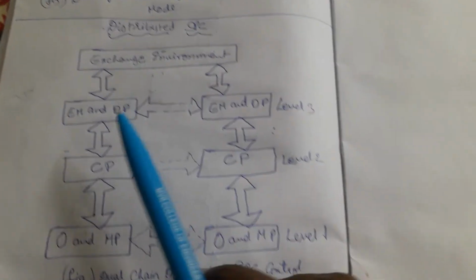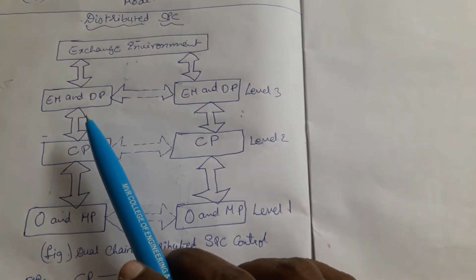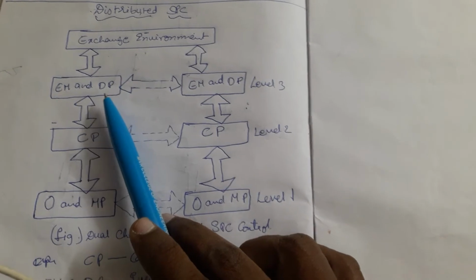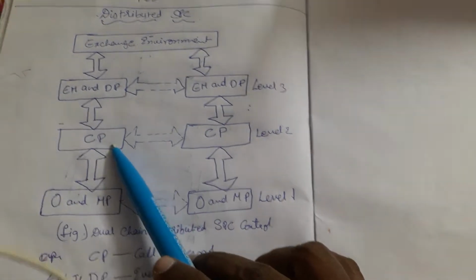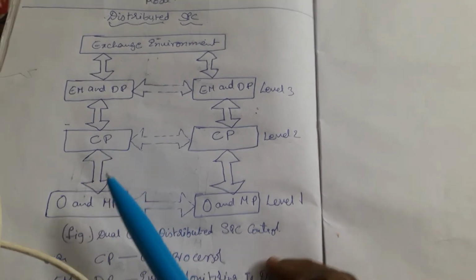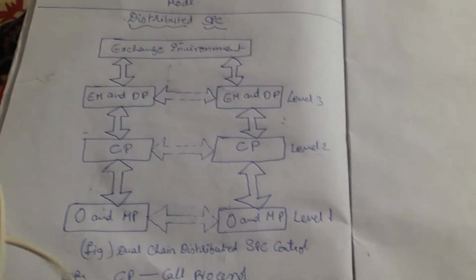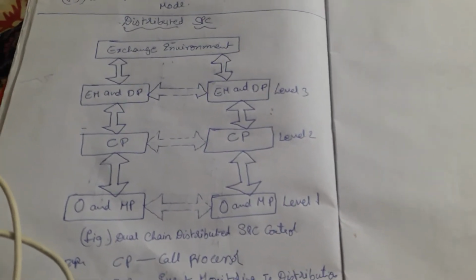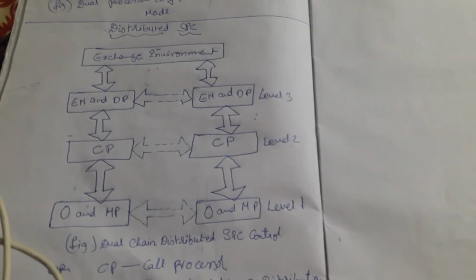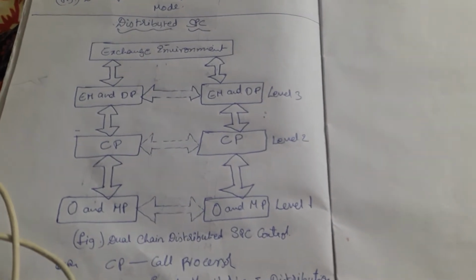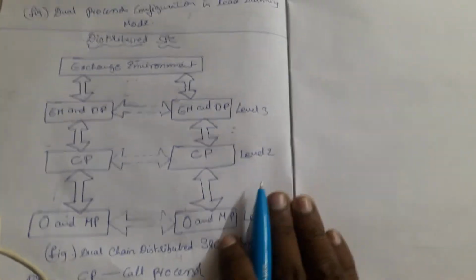Here, EM and DP is the event monitoring and distribution processor, CP is the call processor, and O and MP is the operation and maintenance processor. In this processing technique, there are three levels.